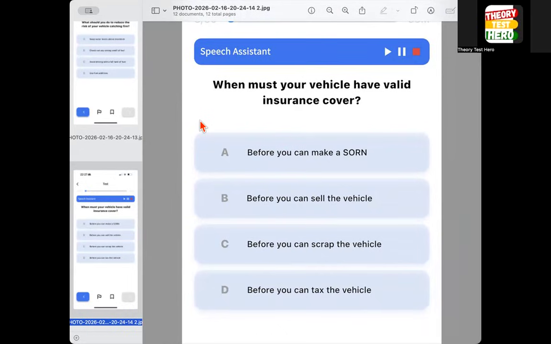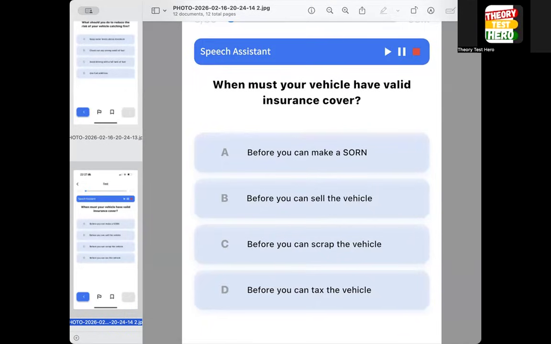When must your vehicle have valid insurance cover? Cynthia is saying D. Christine is saying B. So lots of you are saying B. Katia is saying B as well. Okay. You'd be surprised to know that actually D is the correct answer, yeah?